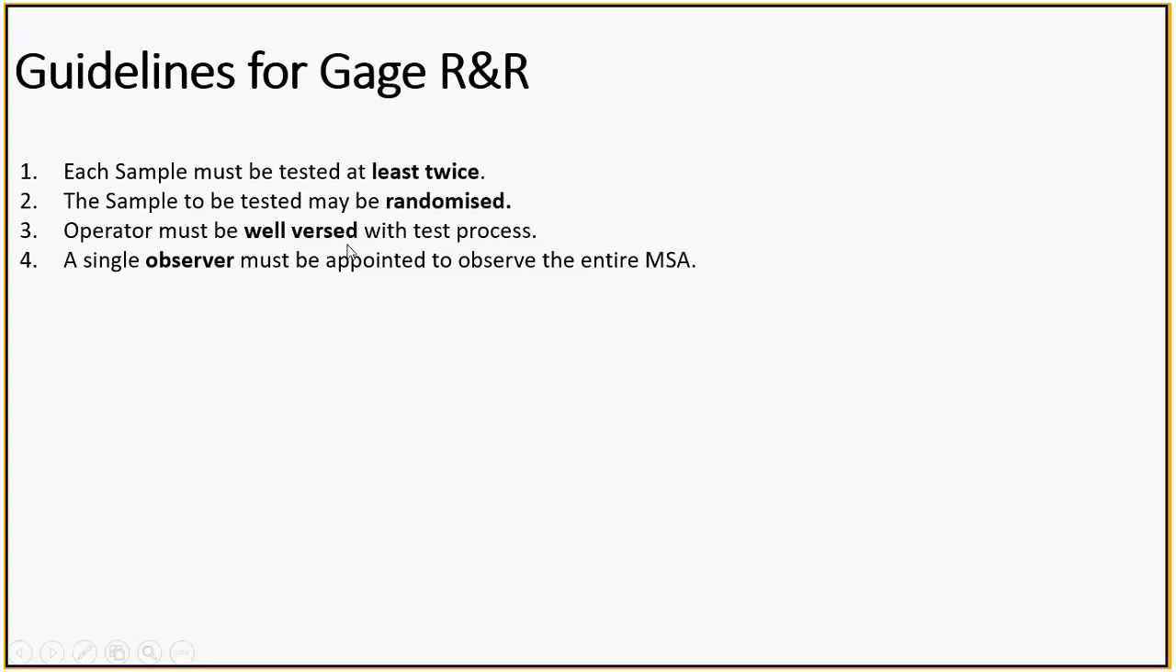The operator should be well versed, so should know the process. If you don't know the process, maybe we'll have huge variation, and then you have to provide training to the people. Okay, so better you choose the people who are well versed about the process. If they don't know how to measure it, then definitely they will have the variations. Then your operator variation will be too much instead of your equipment or instrument variation. Then last is that a single observer must be appointed.